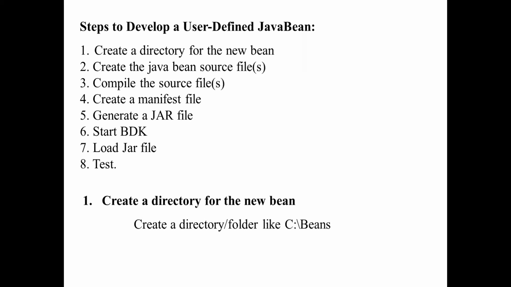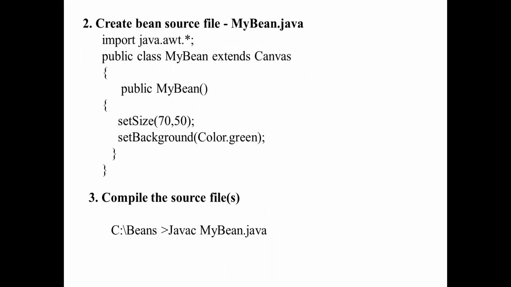So we can go one by one. First we create the directory for the new bean. You can just create a directory or folder like C:/bin, so we can create the new bean. Then create the bean source file by using mybean.java. This is a simple example. We can write the AWT code, so we can set the size and the background color.